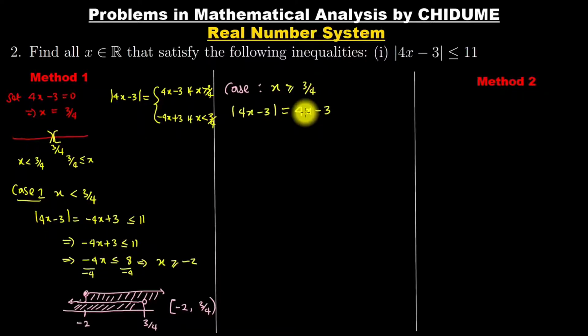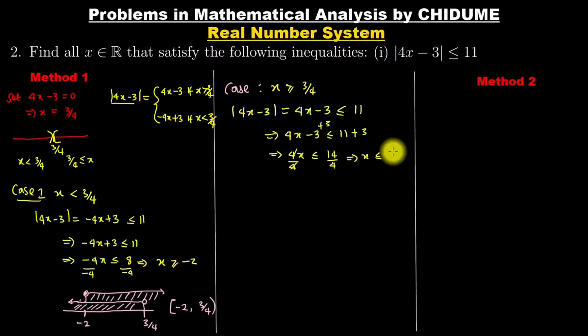4x minus 3. From this definition of the absolute value of 4x minus 3, which is going to be less than or equal to 11, I'm going to have 4x minus 3 less than or equal to 11. If I add 3 to both sides, I'm going to have 4x less than or equal to 14. And if I divide both sides by 4, I'm going to have x less than or equal to 7 over 2.